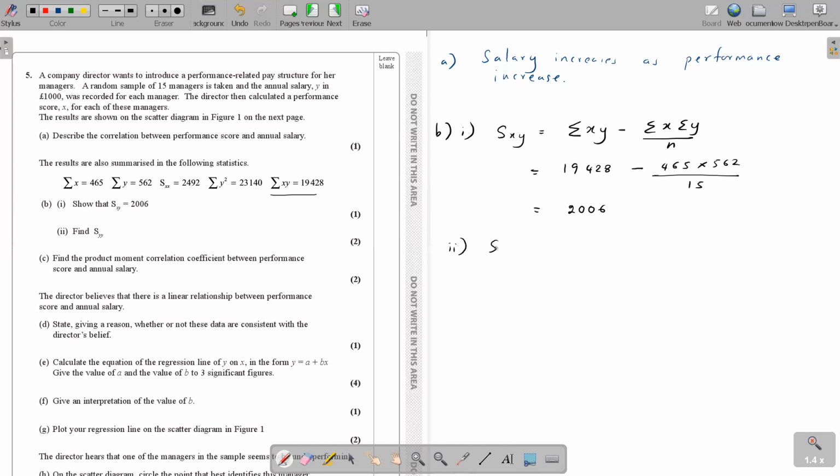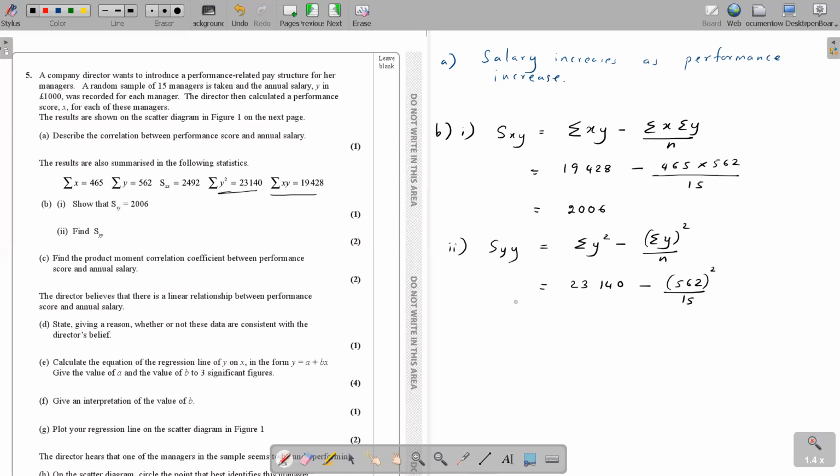So Roman number 2, Syy. The formula for Syy is sigma y square minus sigma y whole thing square over n. Agreed? So this is the formula. Sigma y square is 23,140. Check the question. Sigma y is 562, which should be squared, divided by n, which is 15. Remember, the square is coming only for the top part, the n doesn't get the square. So 23,140 minus 562 square divided by 15.